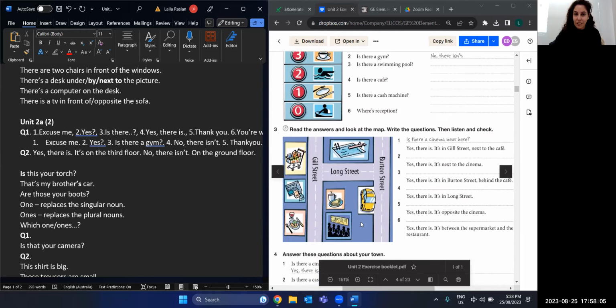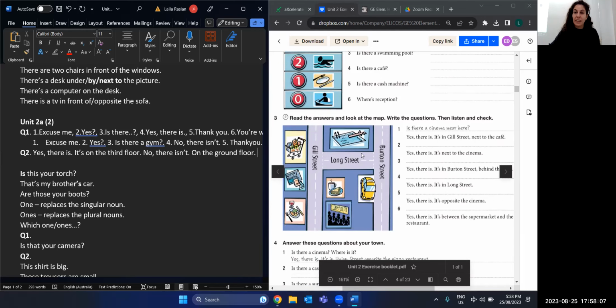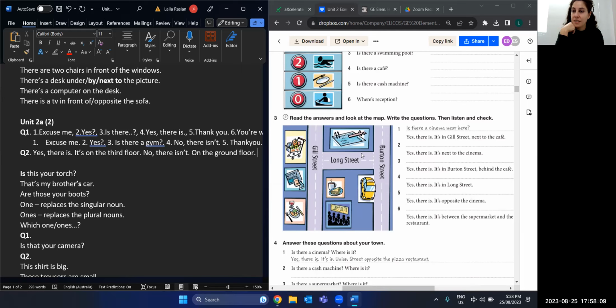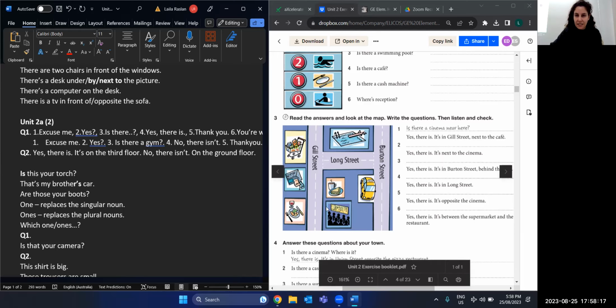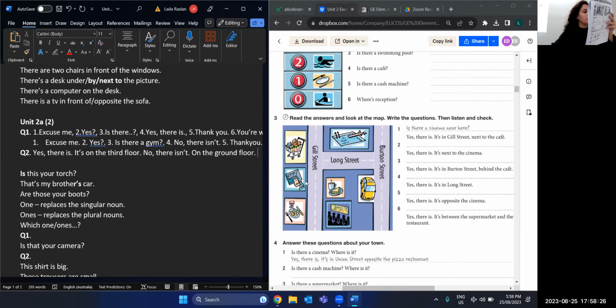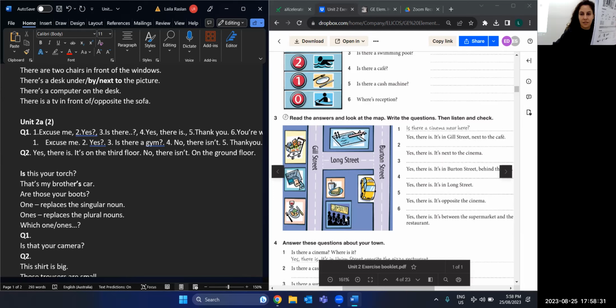Okay, number 3, look at the map and we're going to write questions. So is there a cinema near here? The answer is yes, there is. It's on Gill Street next to the cafe.